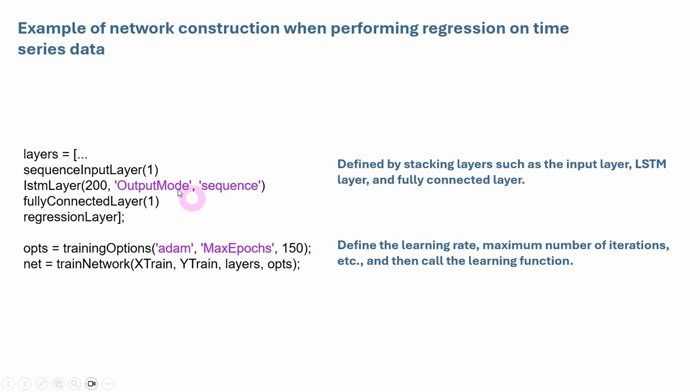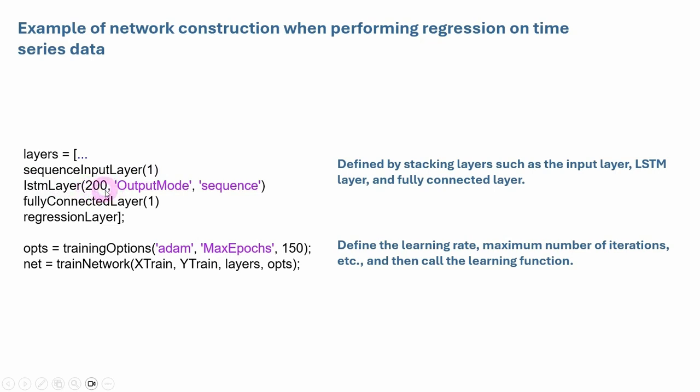Now, let's look at an example of network construction for time series regression. First, you define the layers, just like with convolutional neural networks. You start with a sequence input layer. The 1 inside means the input is one-dimensional. Next is an LSTM layer with 200. That 200 is the hidden layer dimension, the size of the hidden state.